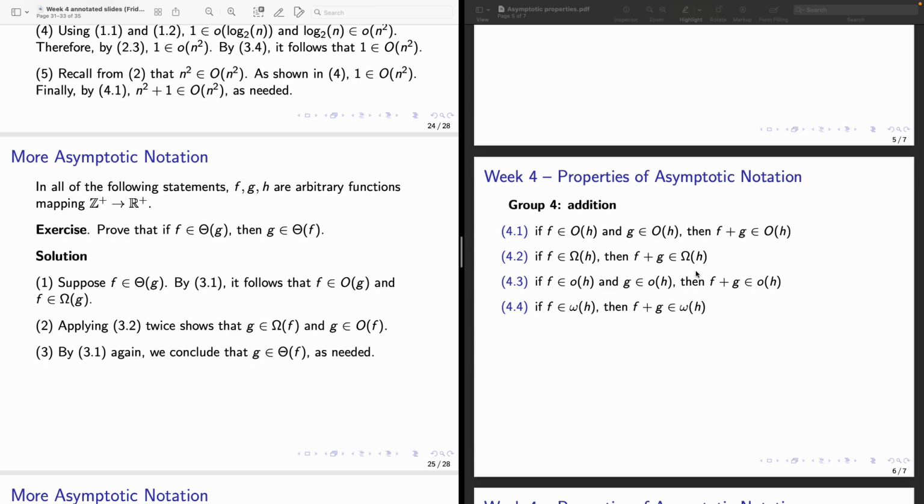So as you can see, this lets us mow through some specific examples of functions pretty quickly and hopefully pretty easily. We can also use these to show general facts about asymptotic notation. So let f, g, and h be arbitrary functions from the positive integers to the positive reals. First, we're going to show that if f is in big theta of g, then g is in big theta of f.